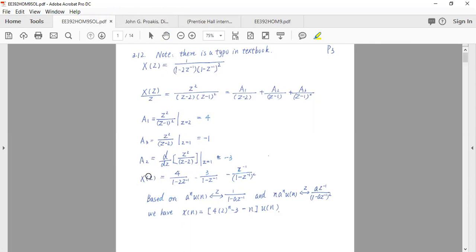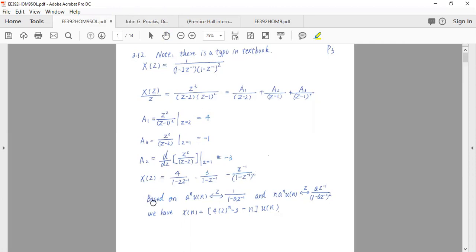So this whole term could be rewritten as X of z is equal to 4 upon (1 minus 2 z to the power of negative 1), minus 3 upon (1 minus z to the power of negative 1), minus z to the power of negative 1 whole thing upon (1 minus z to the power of negative 1) whole thing squared, right?